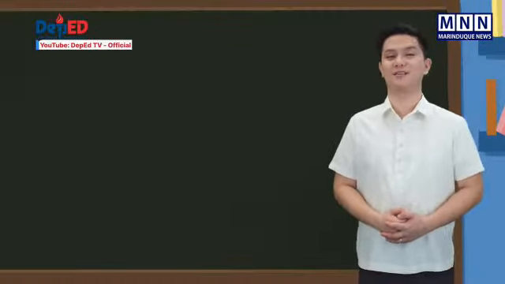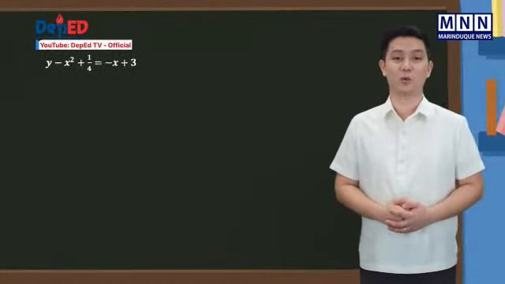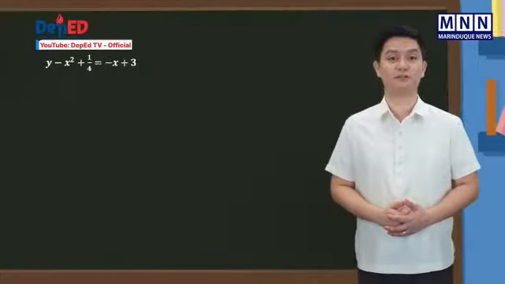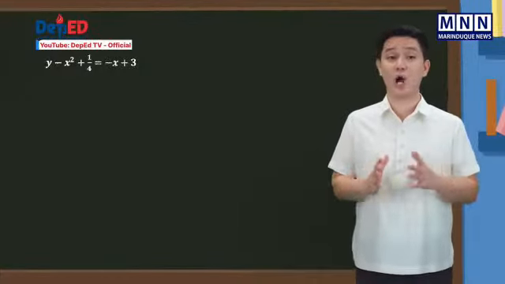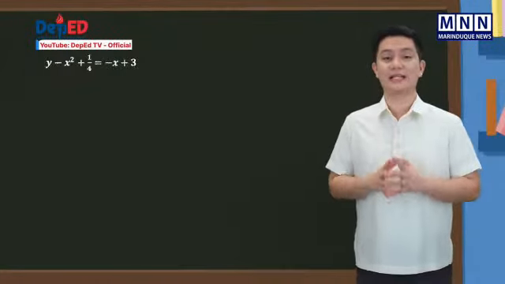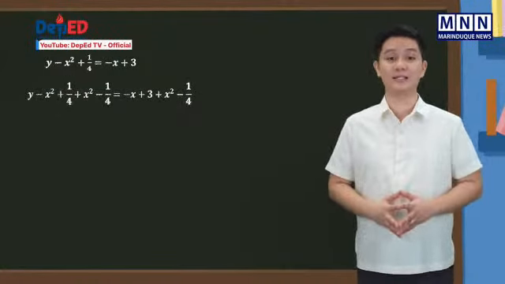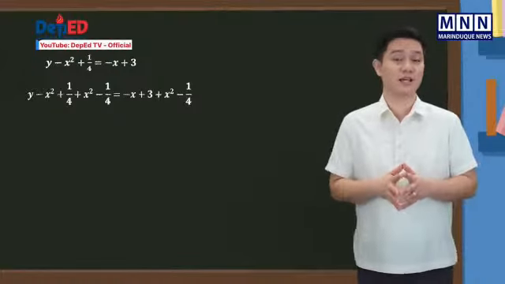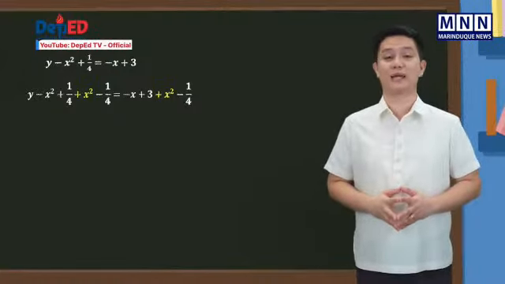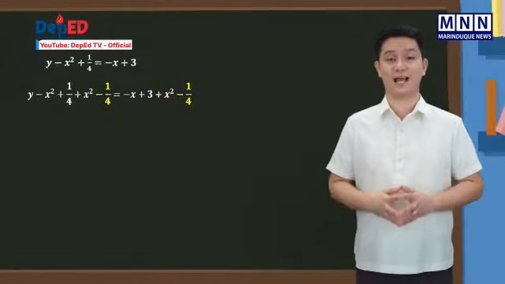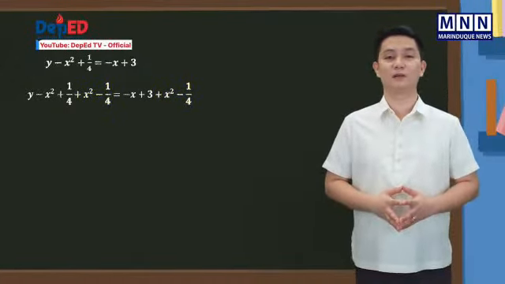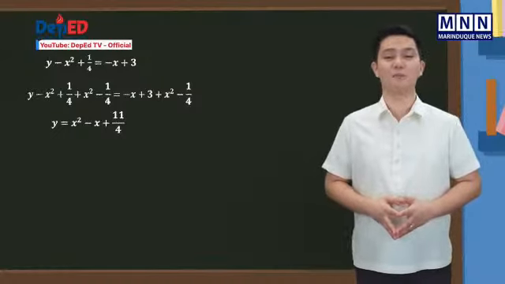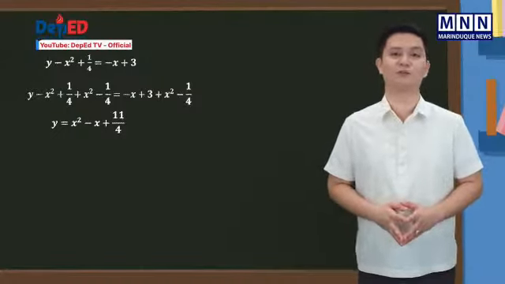Let's have another one. y minus x squared plus 1/4 equals negative x plus 3. This function is not in general form yet. Let's isolate the variable y by eliminating the terms negative x squared and 1/4. We do this by increasing both sides by x squared and decreasing both sides by 1/4. The resulting equation is y equals x squared minus x plus 11 over 4.